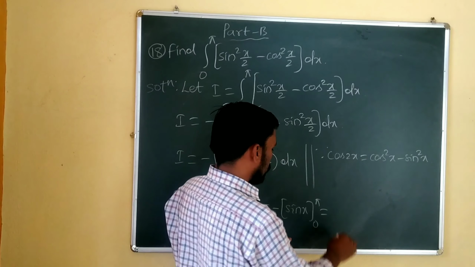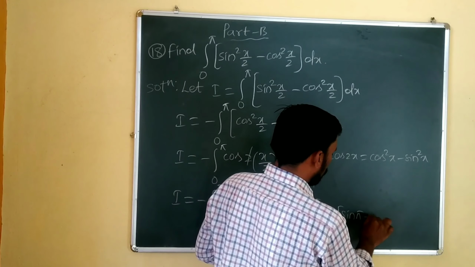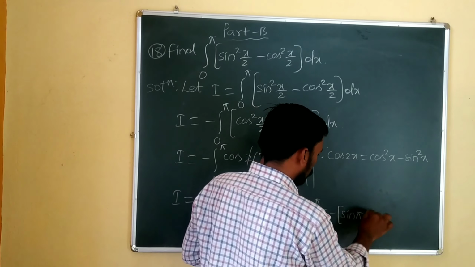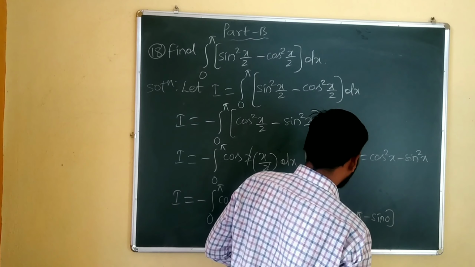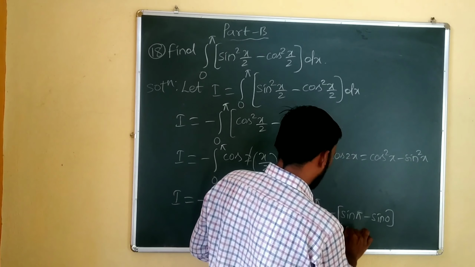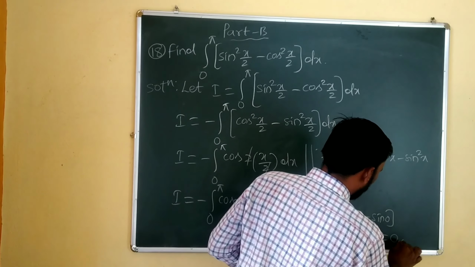Now apply the limits. Take the upper limit first. This is sin pi minus, take the lower limit now, sin 0. So it is minus of sin pi, which is 0, minus sin 0, which is also 0. The final answer is 0.